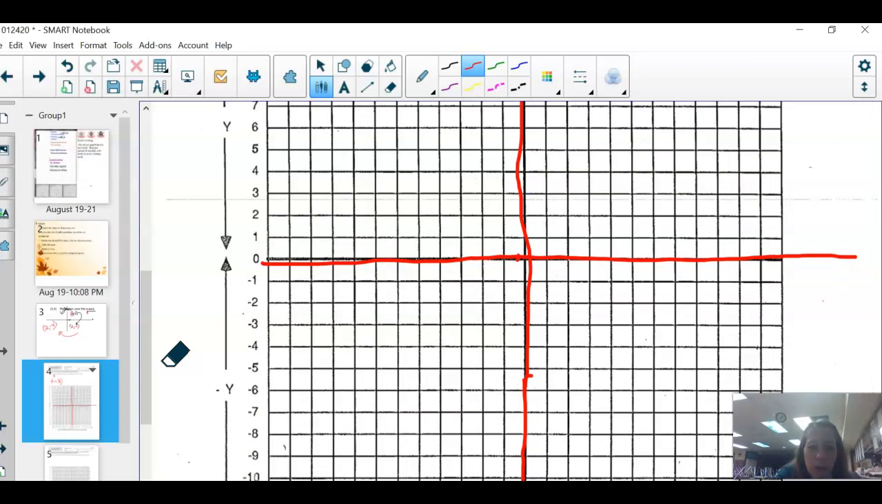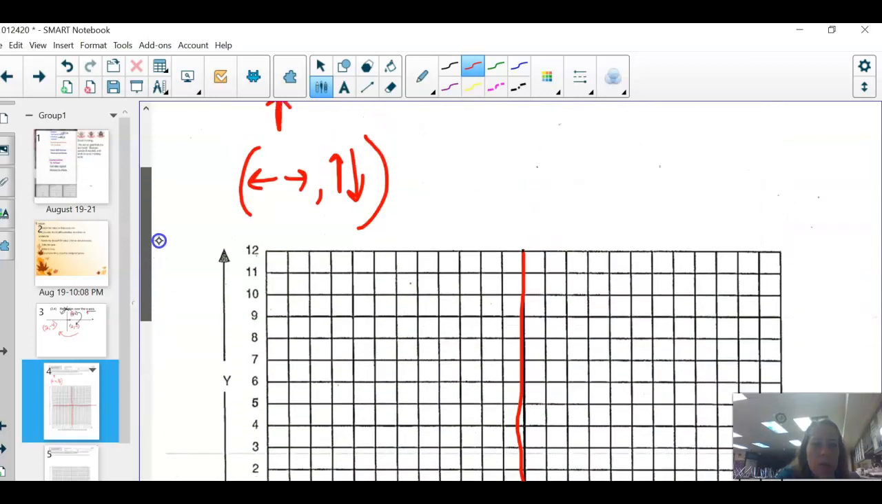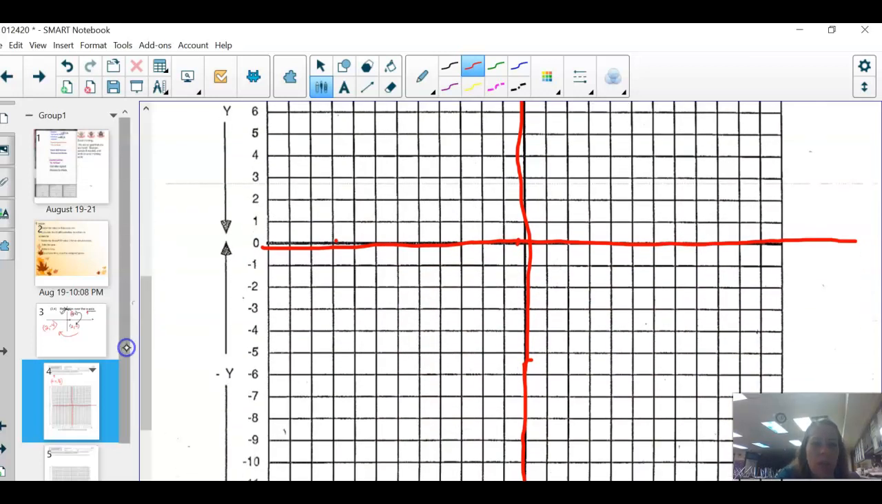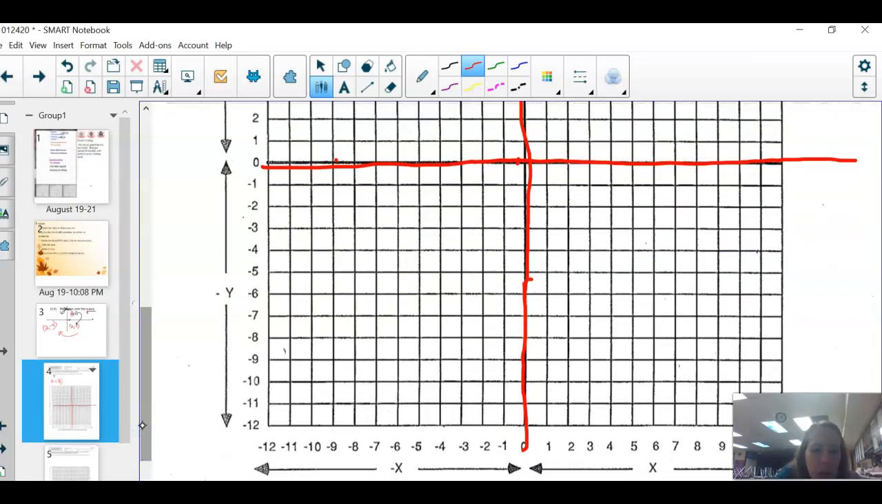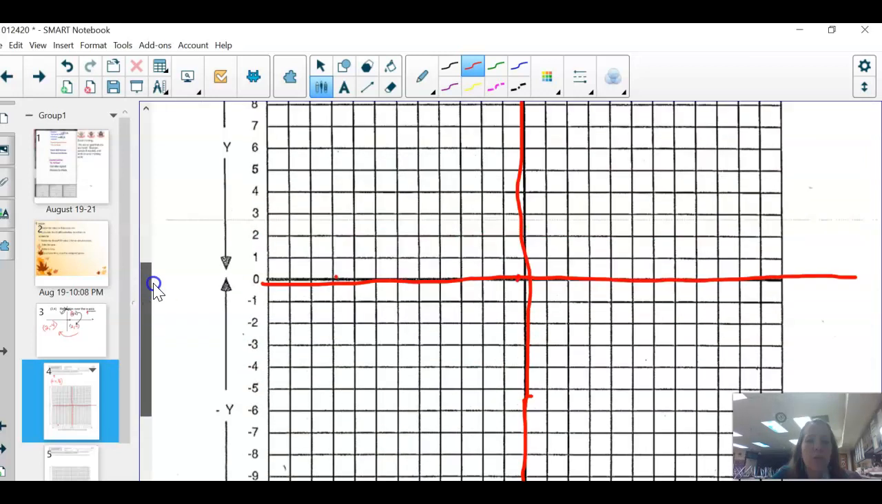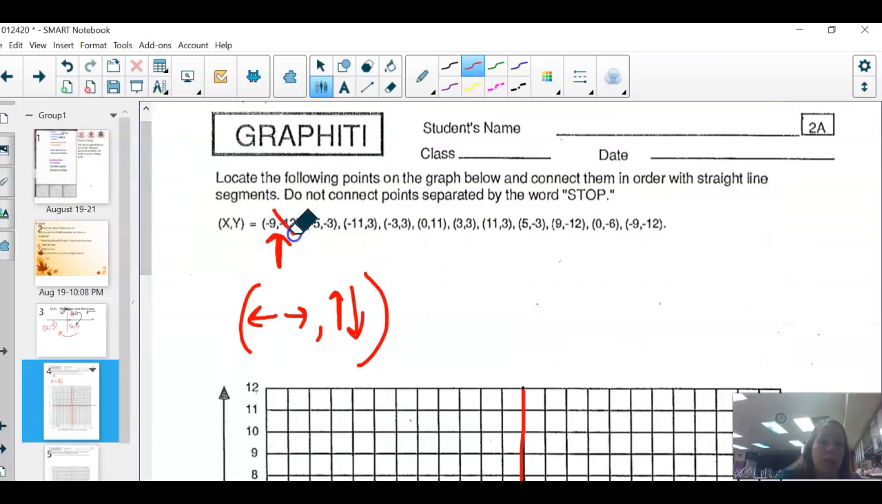1, 2, 3, 4, 5, 6, 7, 8, 9. No es 10. Es 12 debajo. Y entonces yo tengo 12 aquí y 9. Okay, ese es mi primer punto. Okay, that's my first point. Now I'm going to cross that one off.